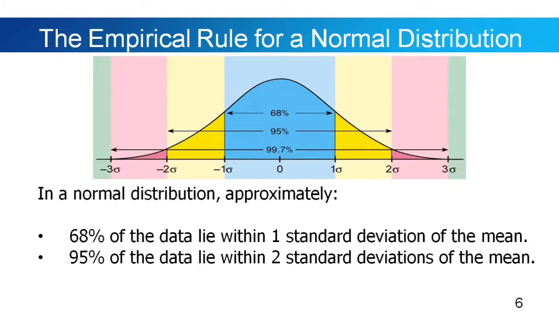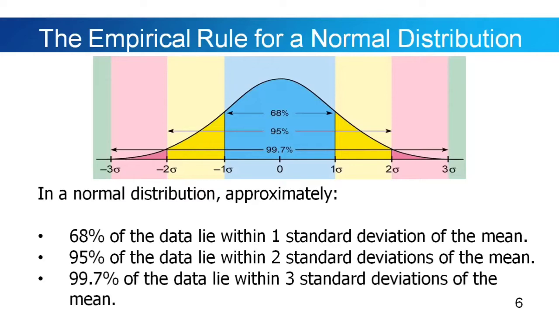So that would be the shaded region in yellow on the left side, including our blue in the middle, and yellow color on the right side, which constitutes two standard deviations of the mean, where our 95% of the data were. And lastly, 99.7% of the data lie within three standard deviations of the mean. So the shaded region on the left side in pink, the yellow, the blue in the middle, the yellow on the right side, and the pink on the right side constitutes three standard deviations of the mean, where 99.7% of the data were.